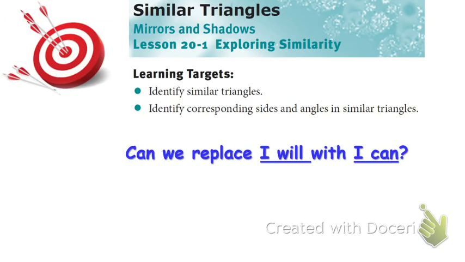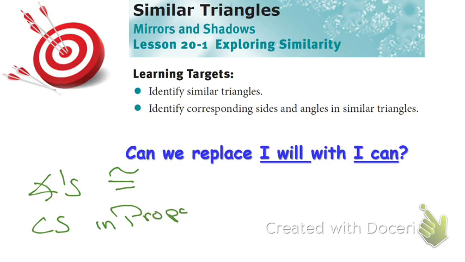So today we said that we were going to learn about similar triangles, lesson 20-1, exploring similarity. I hope that you know that there are two ways to identify triangles. You can identify them as similar triangles from their angles. Remember, all of their angles have to be congruent. And remember, the corresponding sides have to be in proportion with each other. And those proportions need to be equal to each other.